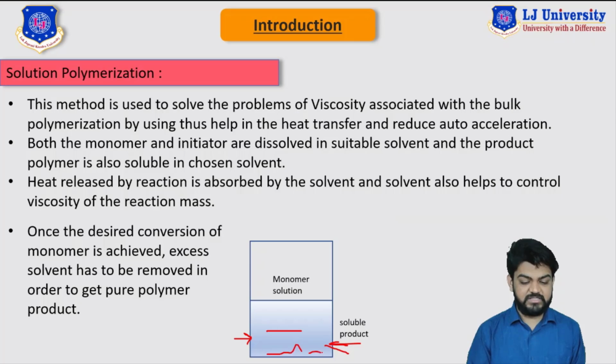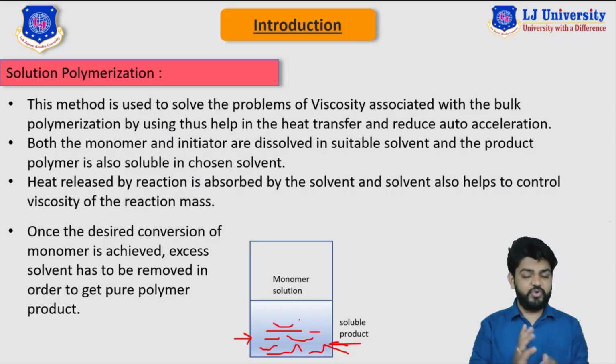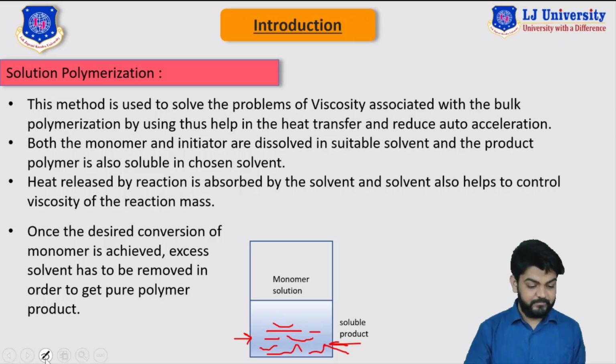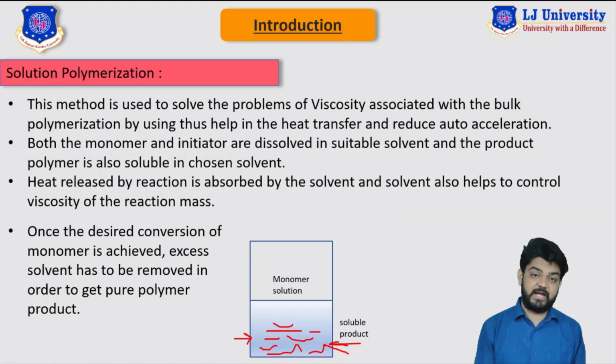I am representing this as the polymer. Red lines are your polymer. But this polymer again will be soluble in your solvent. So all in all, this entire solution will be in a single phase, right? The entire solution will be in a liquid phase. So we can say that this entire technique is based on homogeneous polymerization. You can see here this product formed is also in a liquid phase. So this is the main advantage of the solution polymerization technique.